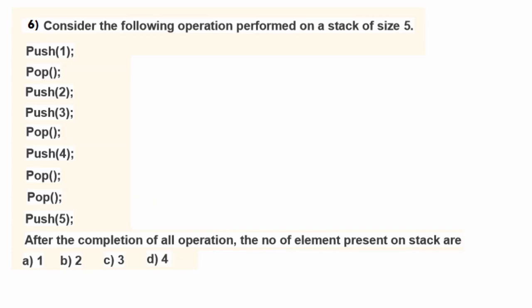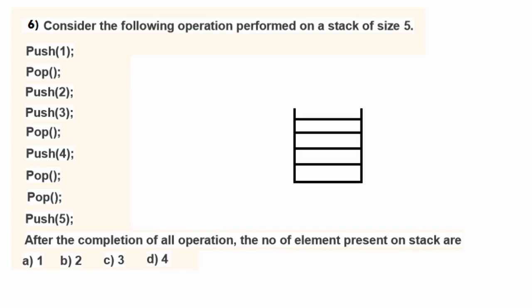In this question, first of all, we will take a stack of size 5. Then we will start the operation of push and pop. So first of all, we have push 1, which means we will push 1 in the stack. After this, the next statement is pop. So now we will remove this element from the stack. Now once again our stack is empty.